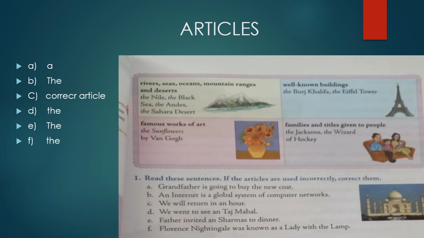Clear to you? So once again I am going to give you the practice of this. Grandfather is going to buy a new coat. The internet is a global system of computer networks. We will return in an hour. This is corrected: we went to see the Taj Mahal. Father invited the Sharmas to dinner. And Florence Nightingale was known as the lady with a lamp.